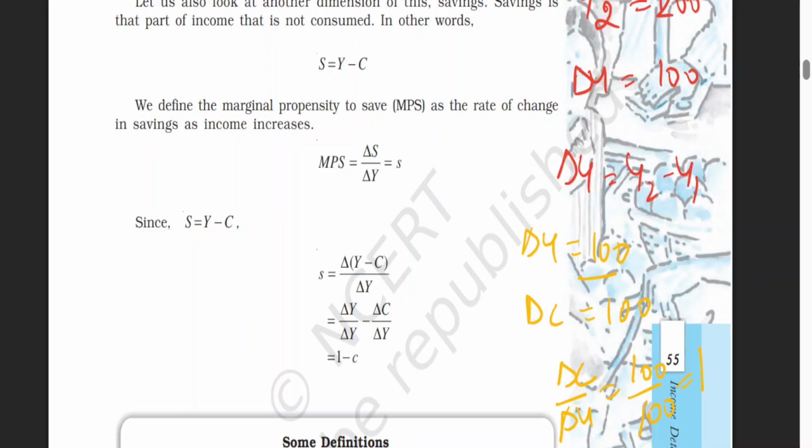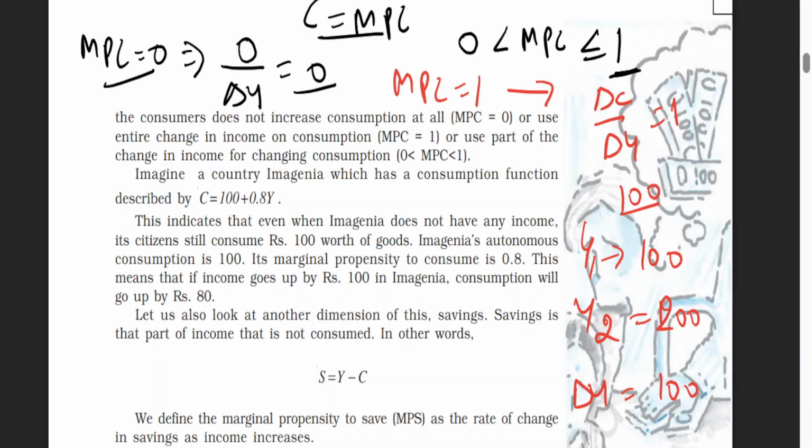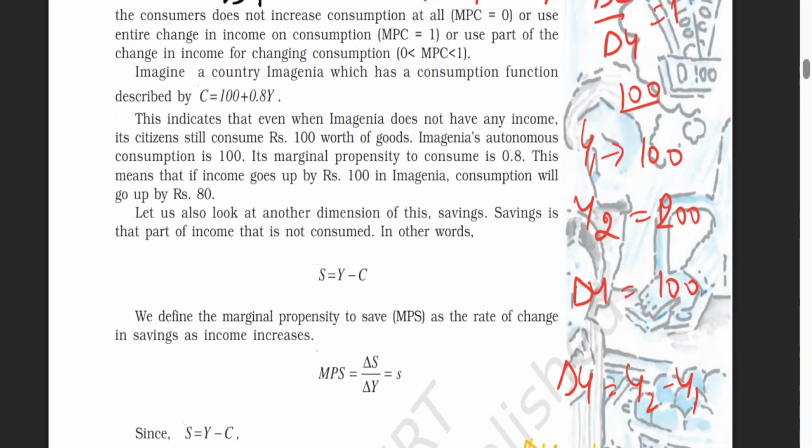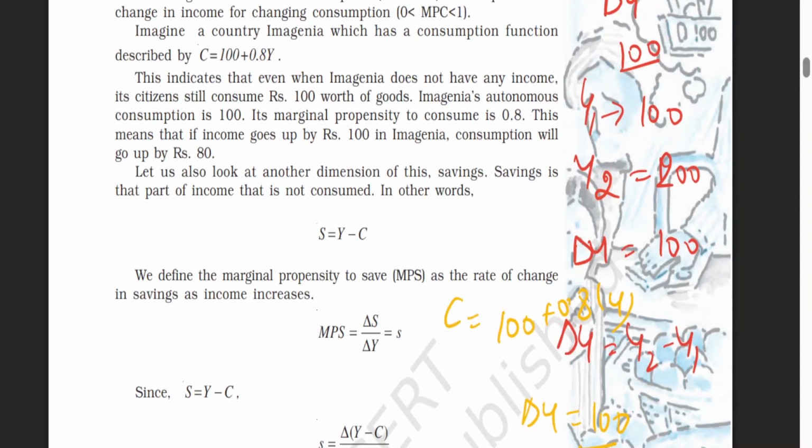So your MPC value can be equal to 1, it can be less than 1, but it cannot be equal to 0, because whenever you have any change in income, your consumption level is automatically going to change. Okay, so let me create a function for you, that is c is equal to, suppose, 100 plus 0.8y, as it is given here in the book. Also you can see as a function part, consumption is equal to 100 plus 0.8y.